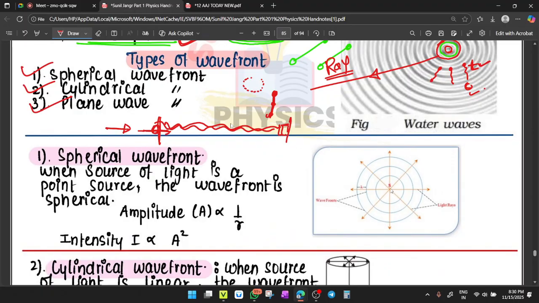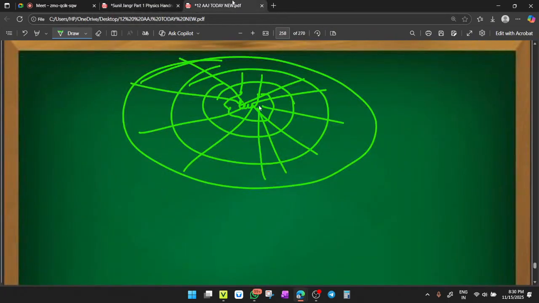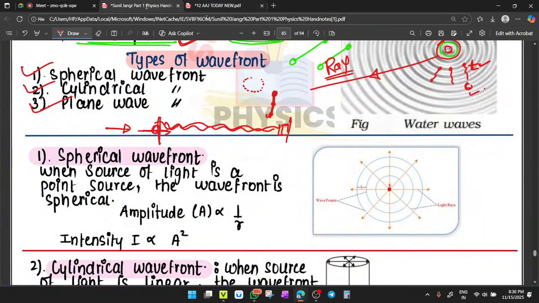When there is a point source, like your bulb. So when there is a point source, then the wavefront formed surrounding the point source is called a spherical wavefront. So when the source of light is a point source, the wavefront is spherical.